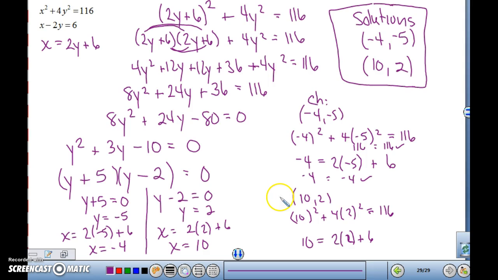So that is your basic idea of solving a system of equations by substitution. Solve for one variable, plug it into the other equation, solve, use that variable to find the other variable, make sure you check in both equations. And that will be our review for systems of equations.